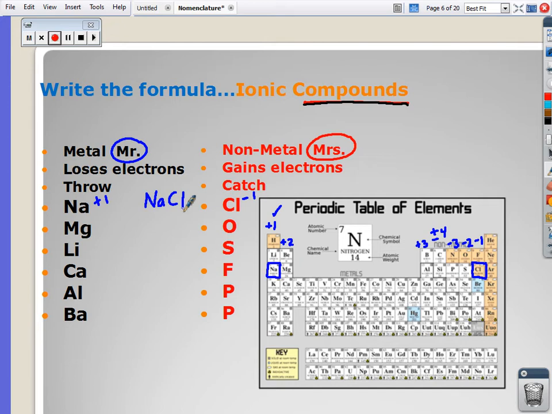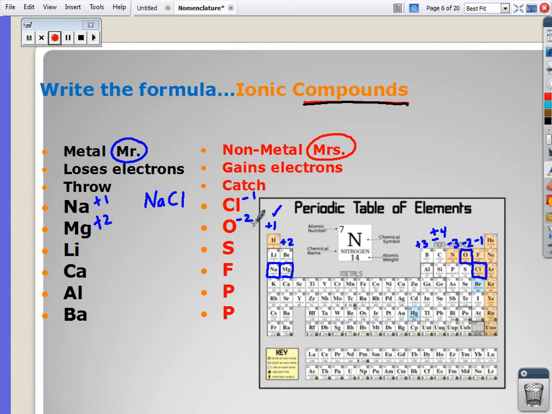Okay? Now, let's look at the second one. What do we have here? Here's Mg. Mg is in the +2 column. And oxygen is right here. It's in the -2 column.